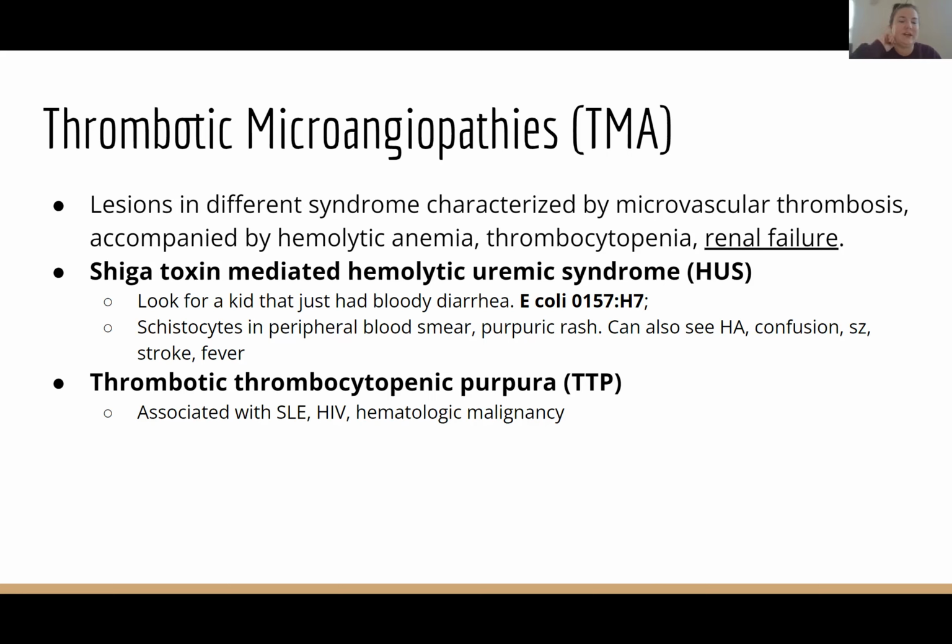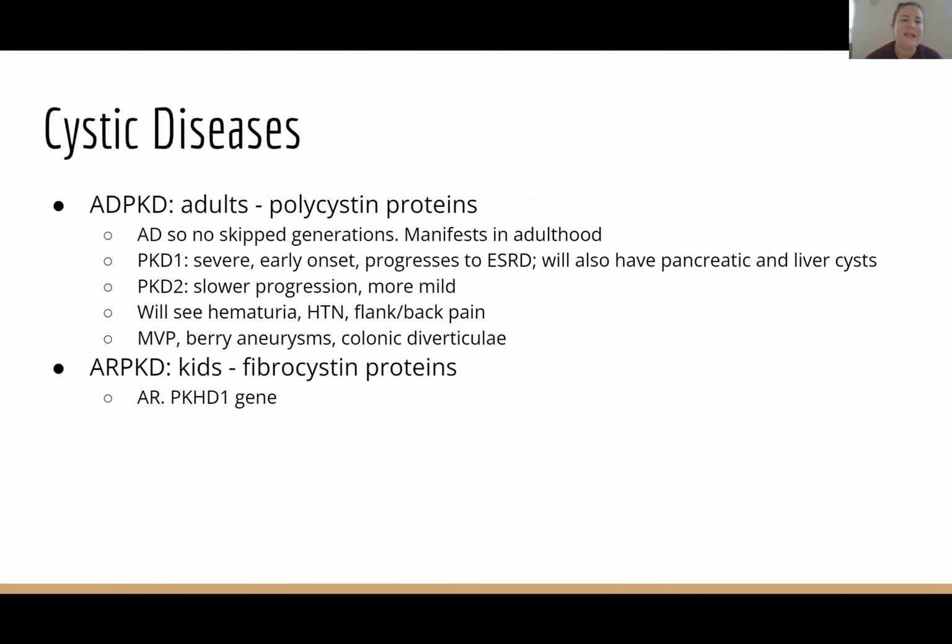You will see schistocytes on the peripheral blood smear, a purpuric rash. The kid can have a headache, confusion, seizure, stroke, fever. And then another one that they throw in there, thrombotic thrombocytopenic purpura, associated with lupus, HIV, hematologic malignancy.